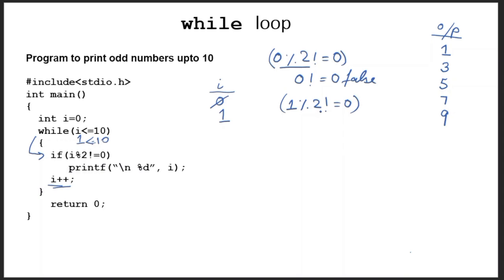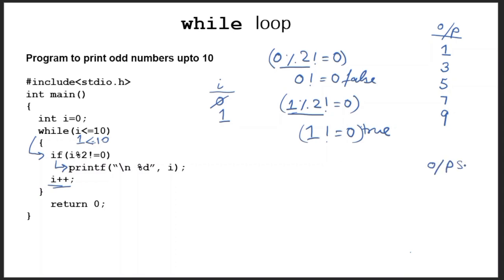What is 1 modulo 2? 1 modulo 2 is 1. 1 is not equal to 0, so the condition is true. If the condition is true, we execute the statement present in the if block. What is printf percent d, i? What is the value of i? 1. So 1 will be printed on your output screen.